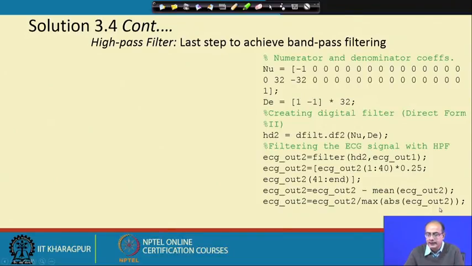Again we have another filter, that after the low pass filter we have a high pass filter here, and the denominator and the numerator are given here, numerator coefficients and denominator coefficients. We have created the filter with a direct form 2 structure, and we convolve it with the output of the low pass filter, and then we find that there is some transient at the beginning.